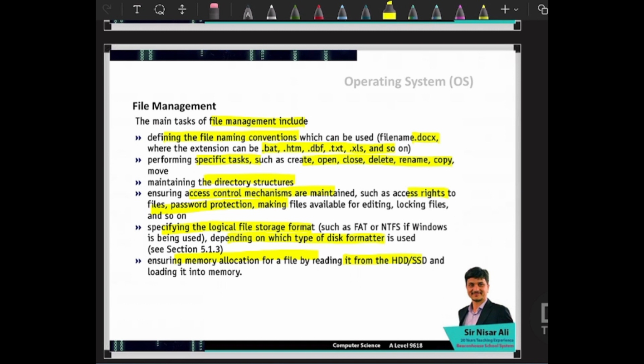So this is all about the operating system and the functions and responsibilities of the operating system. In the next lesson, I will explain the utility software and then the other part of this lesson.